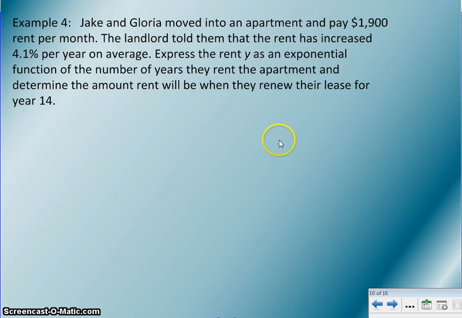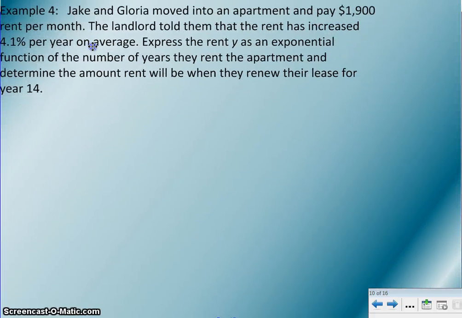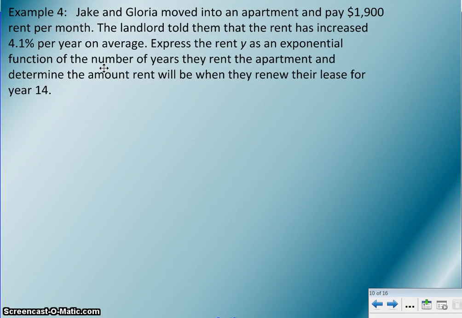All right, example 4. Jake and Gloria moved into an apartment paying $1,900 a month. The landlord told them that the rent has increased on average of 4.1% per year. Express the rent, Y, as an exponential function over the number of years they rent the apartment. And then determine the amount of rent it'll be to renew their lease in year 14.